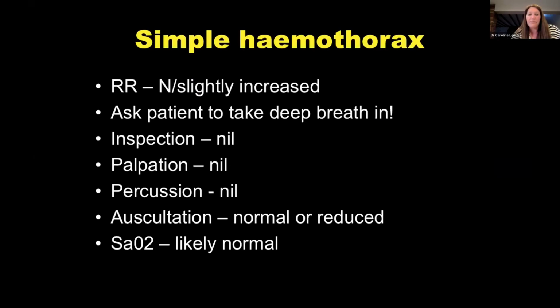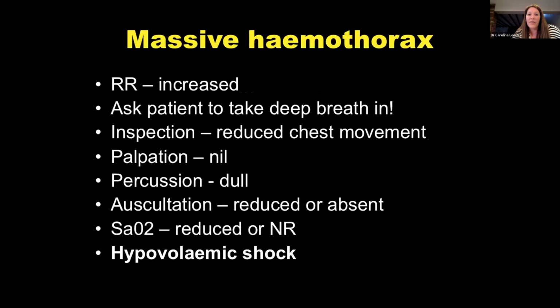hypovolemic. So very subtle signs initially, but obviously as that gets bigger, then they're going to show more signs. So if you've got a massive haemothorax, a big haemothorax, they're definitely showing signs of shock. So the respiratory rate will be increased, they'll be tachycardic, they'll be hypotensive.